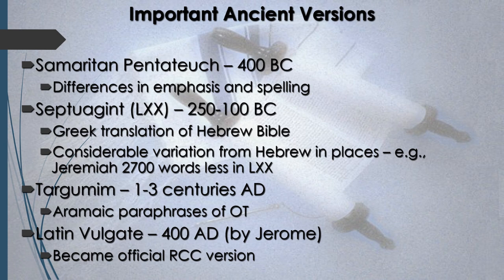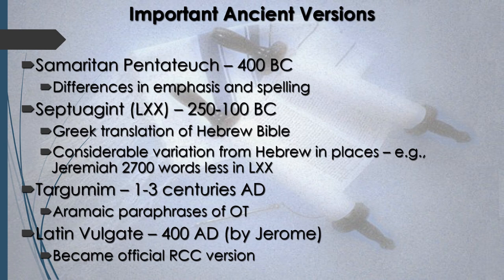But there are some large differences between them in some places. The book of Jeremiah has 2,700 words less in the Septuagint than it does in the Hebrew. So those are differences that we need to keep in mind when we're trying to get back to what that text actually is.